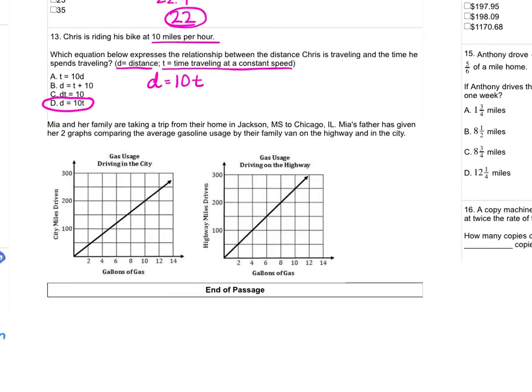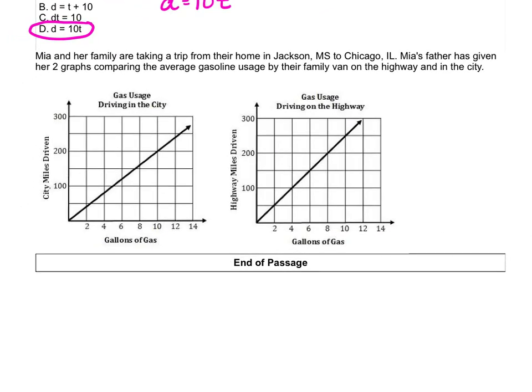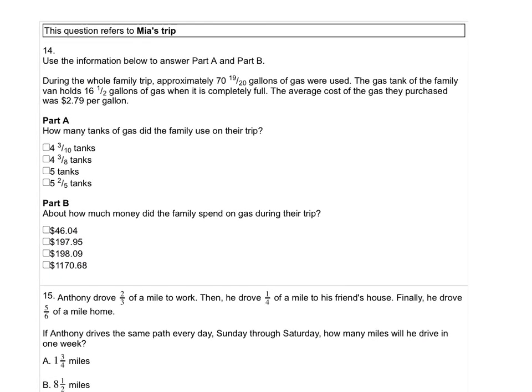Number 13 refers to this passage. It's talking about miles per gallon on highway and city driving. So on number 14, it says during a whole family trip, approximately 70 and 19/20 gallons of gas were used. The gas tank of the family van holds 16.5 gallons of gas when it's completely full. The average cost of the gas they purchased was $2.79 per gallon. How many tanks of gas did the family use on their trip?